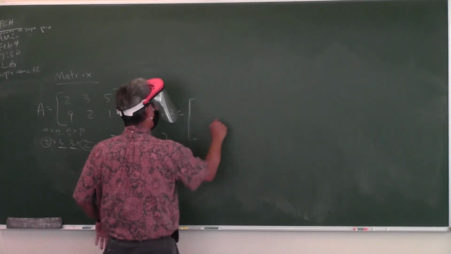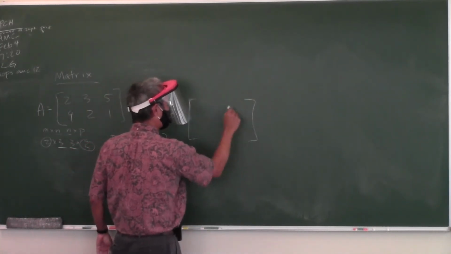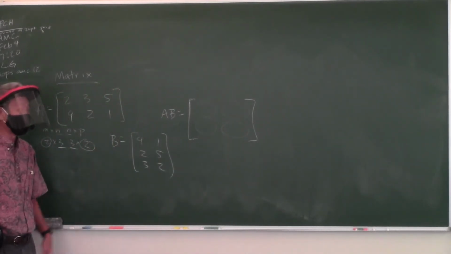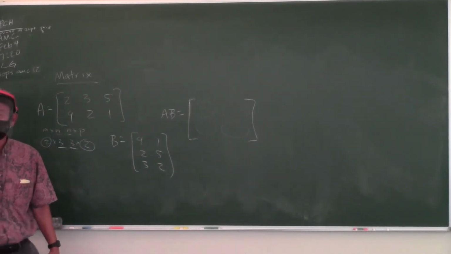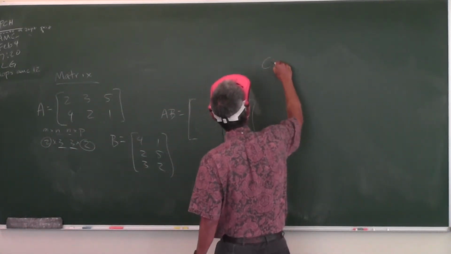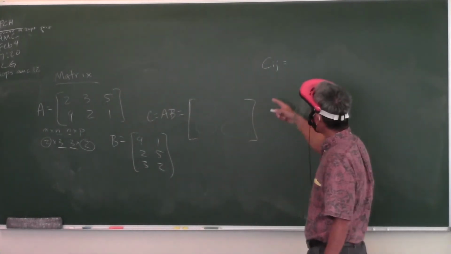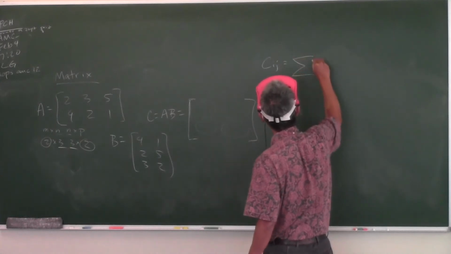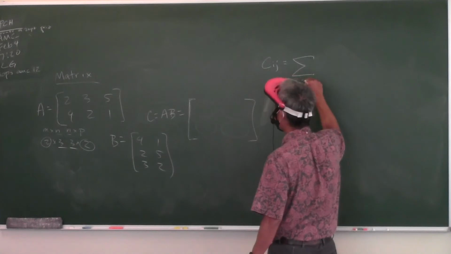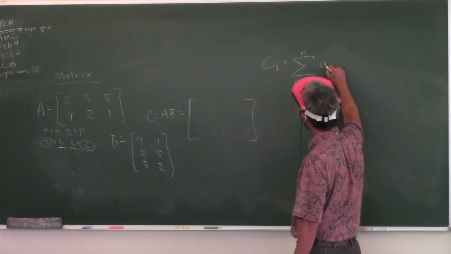A times B, it's 2 by 2. You know what? I'm going to make it bigger like this. And if it's 2 by 2, it has 4 elements in it. Now, how do I figure out these 4 elements? You have to use that formula right there. Okay, so what does it say? C sub ij, so matrix C is A times B, is equal to sigma, what does it say? I can't even read. K equal 1 to n, A sub, what does it say?